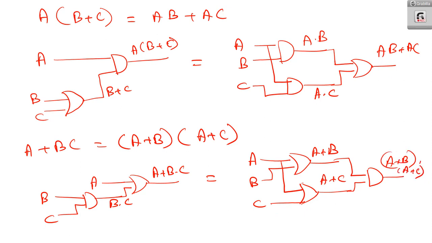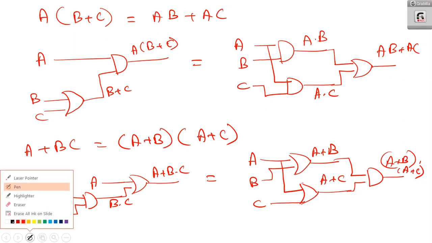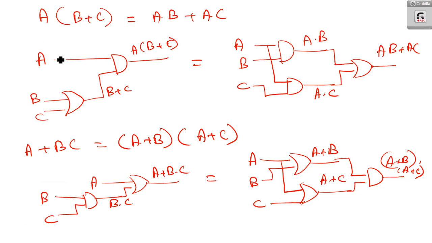So let me explain it with a very simple example using logic inputs. Let A be 0, B be 0 and C be 1. Here what will you get? B or C, so 0 or 1, you will get 1. Then A and (B or C), what will you get? 0 and 1 is 0.